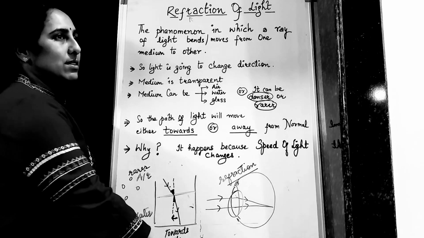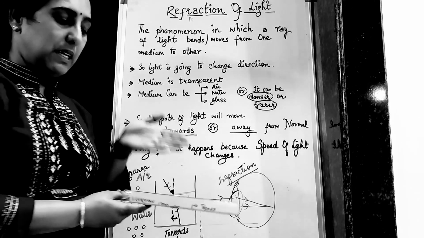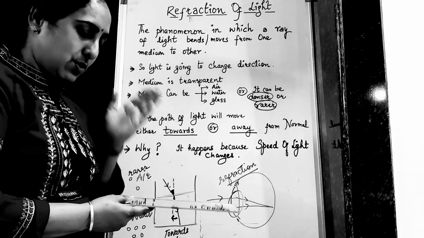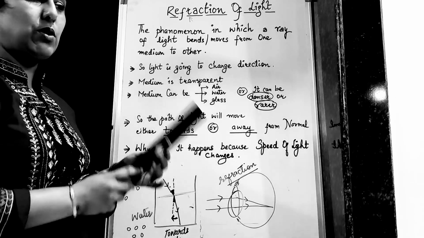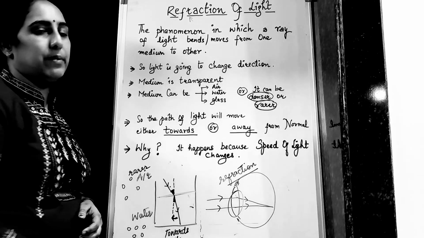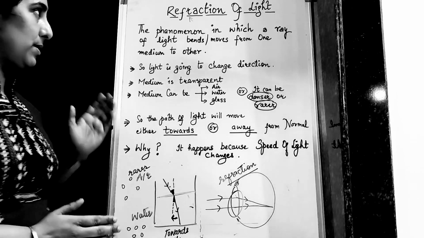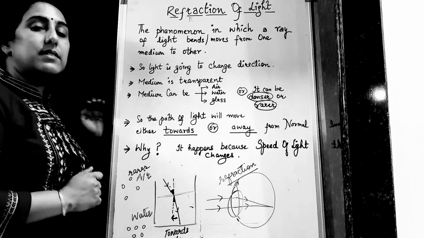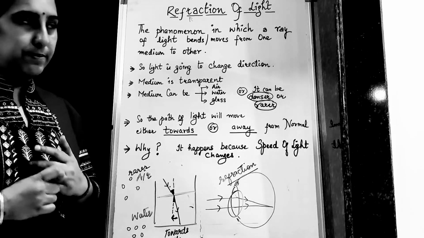Let us recap, what is reflection, the other one. Reflection means when the light is falling, it is bouncing back. It is coming to the same medium because this is an opaque surface. Now what will happen when the medium is transparent? Then we will take up another topic that is called refraction of light.